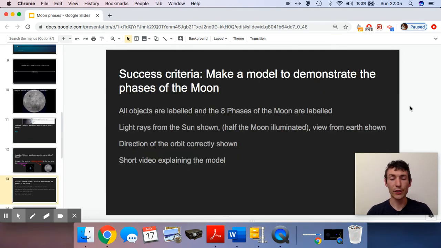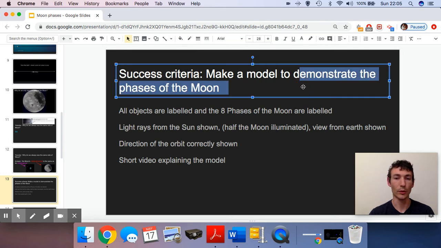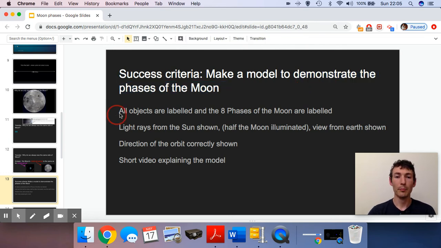Okay, success criteria for making your model, to demonstrate the phases of the moon. Very important, all objects are labeled. Label the Earth, the Sun, and the Moon. And I also want you to label the 8 phases of the moon.